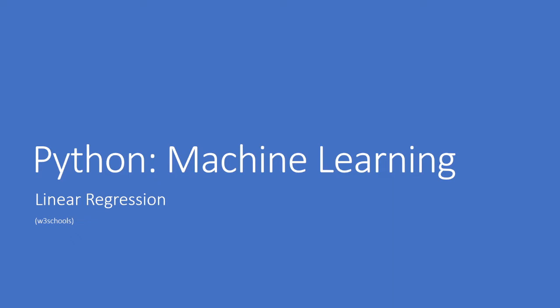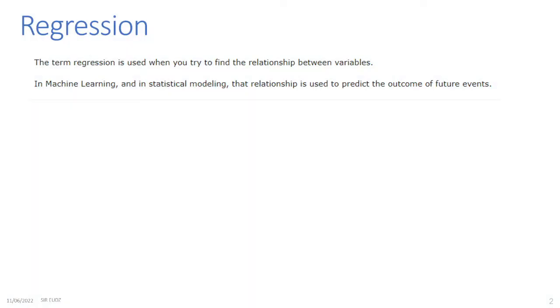Python machine learning. For this video, we'll be discussing linear regression and how to use it to predict values. The term regression is used when you try to find the relationship between variables. In machine learning and in statistical modeling, the relationship is used to predict the outcome of future values.